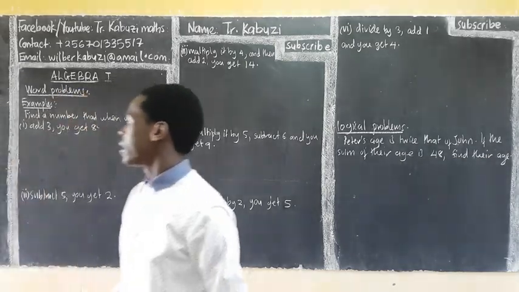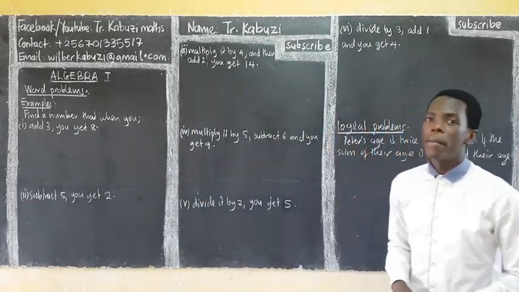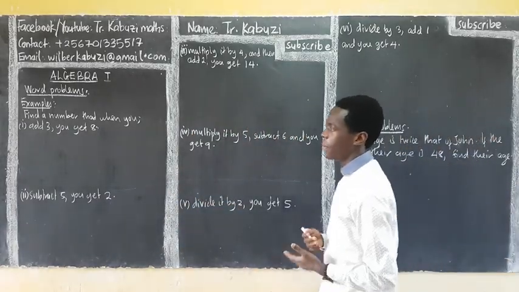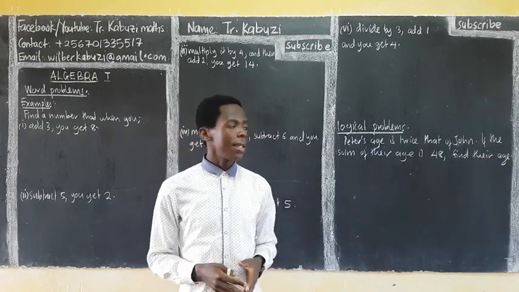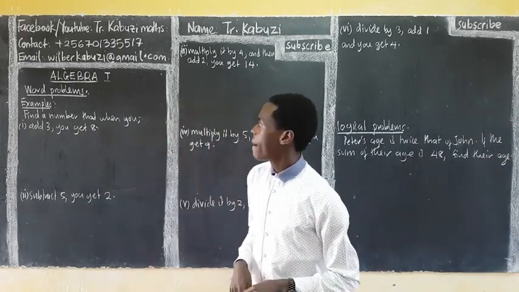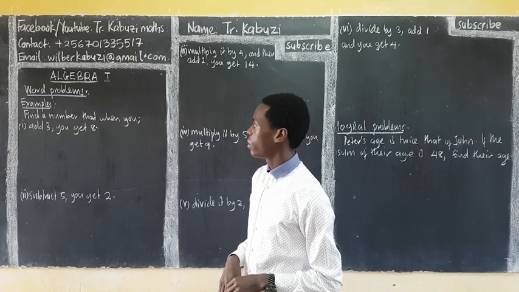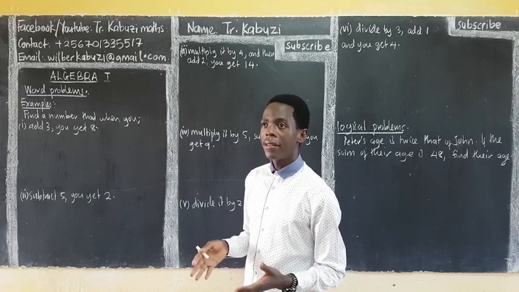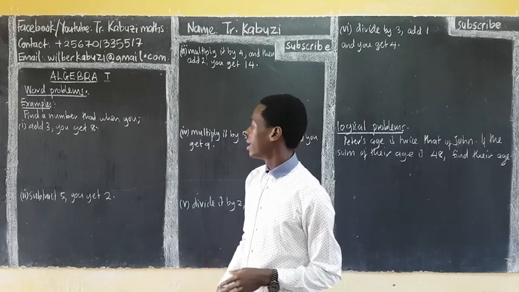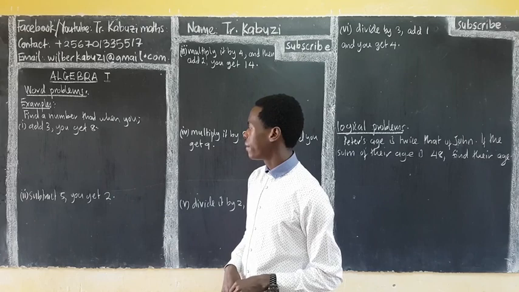Okay, so we are going to see what we call word problems. These are just applications of solving linear equations as we've seen. So find a number that when you add 3, you get 8. Think about a number: when I add 3, I get 8. Then subtract 5, you get 2.